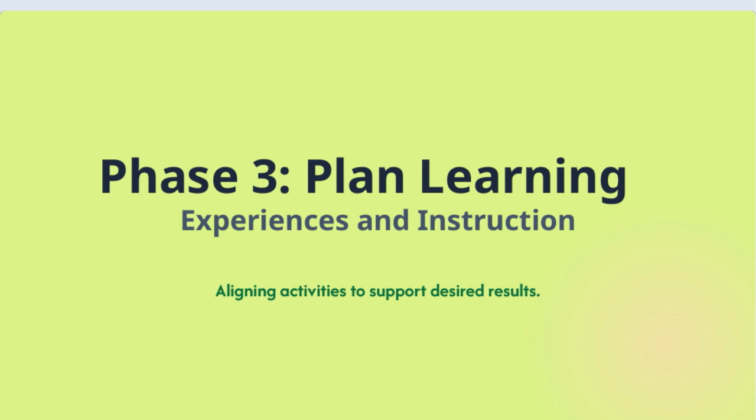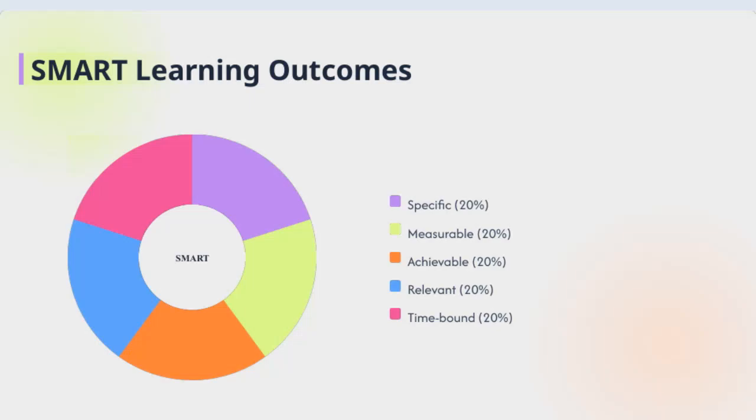Remember, the goal is to connect every piece of learning to the desired outcomes, ensuring that our efforts are focused and effective. This alignment is essential for making sure that all parts of our plan work together seamlessly to deliver the best possible results. Now, let's take a closer look at what makes a learning outcome truly effective.